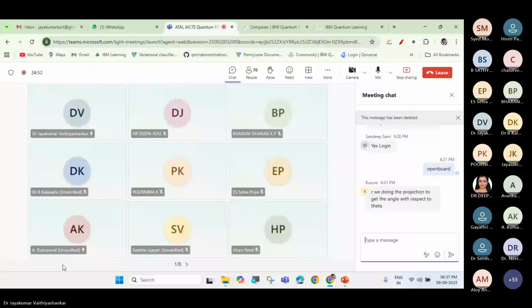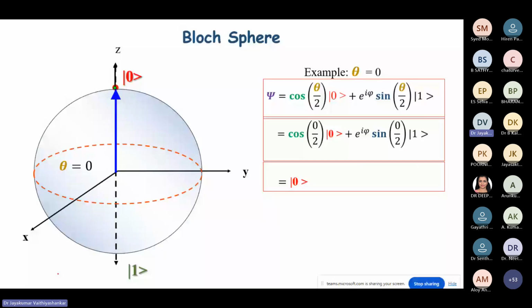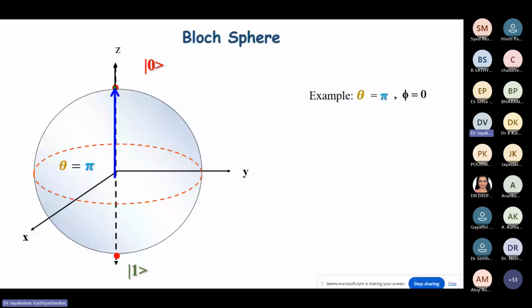So this is nothing but your classical gate. Classically, we can do an identity gate. If you apply an identity gate, it will do nothing. The state remains the same. In the same way, if you apply theta equal to pi, what happens?